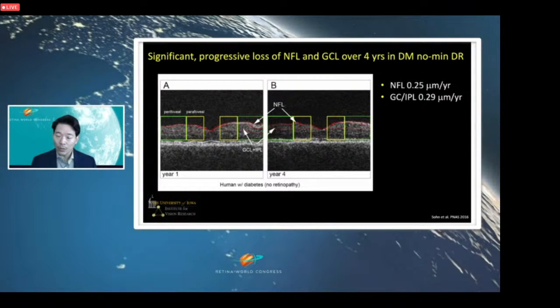If you quantify this in these 45 patients, the amount of thinning for the NFL was 0.25 microns per year, and for the GC-IPL was 0.29 microns per year. And so this thinning in the inner retina was really dependent on the duration of diabetes, but independent of hemoglobin A1C.